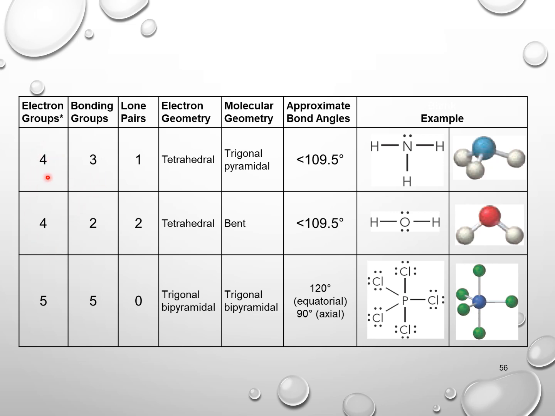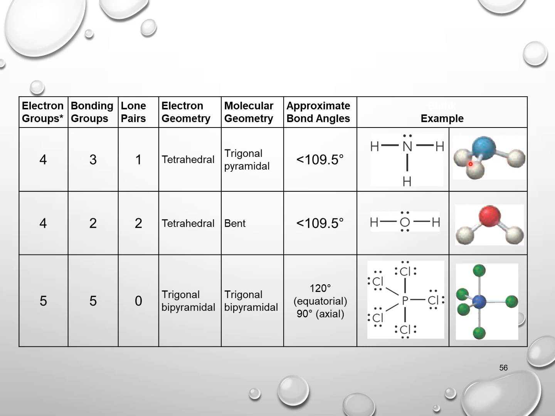So if you have 4 electron groups and 3 of them are bonding, 1 of them is a lone pair, like in this case of ammonia, you see how it still looks like a tetrahedral, but the top part is invisible now. So this becomes a trigonal pyramidal, a triangular pyramid, okay? And because there's a lone pair, it's going to be less than 109.5, so this is probably around 107 right here.